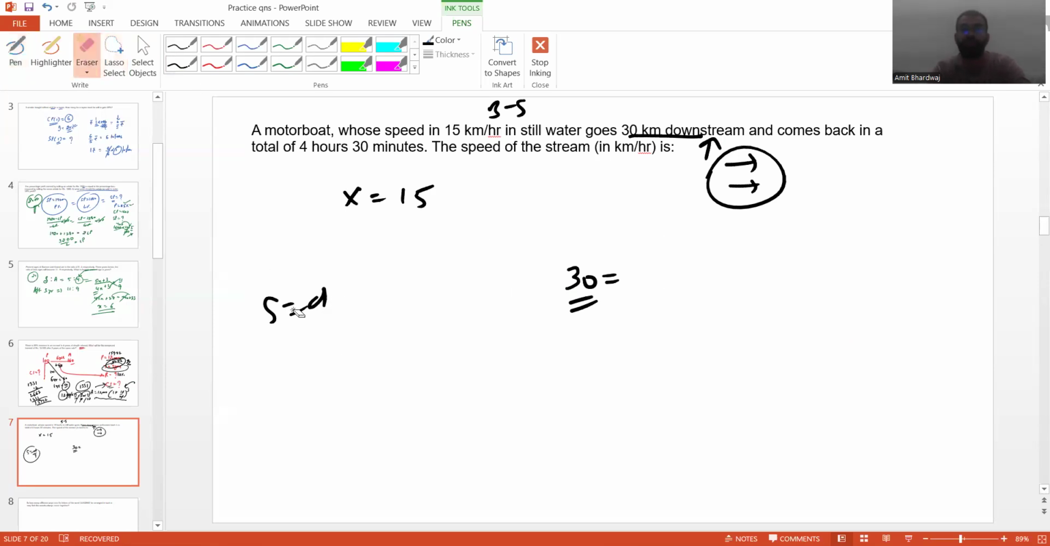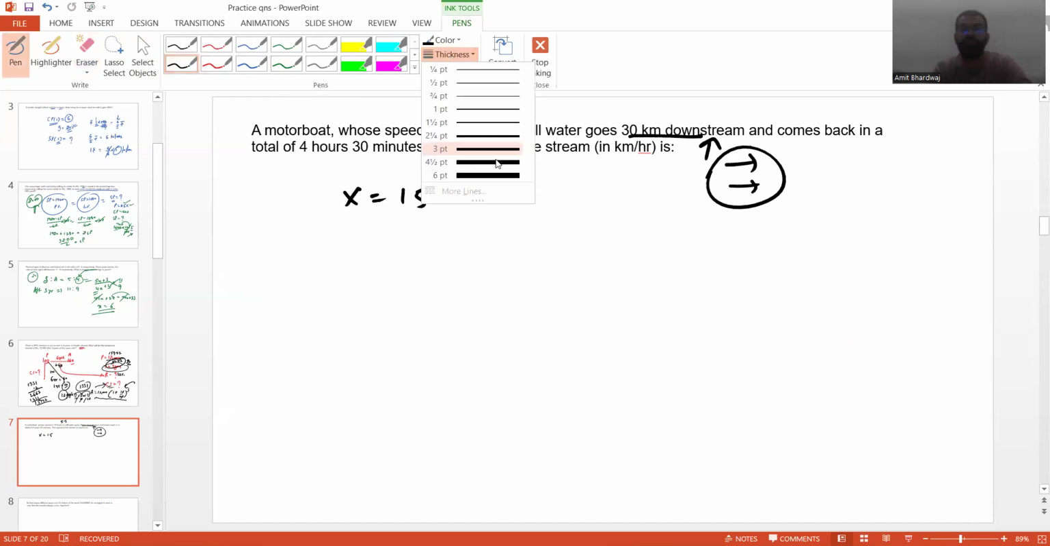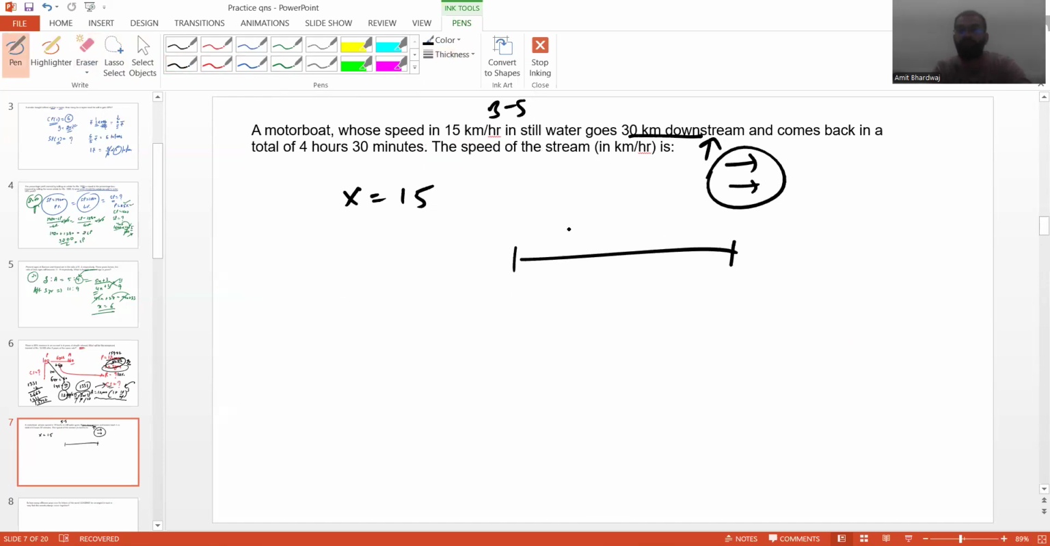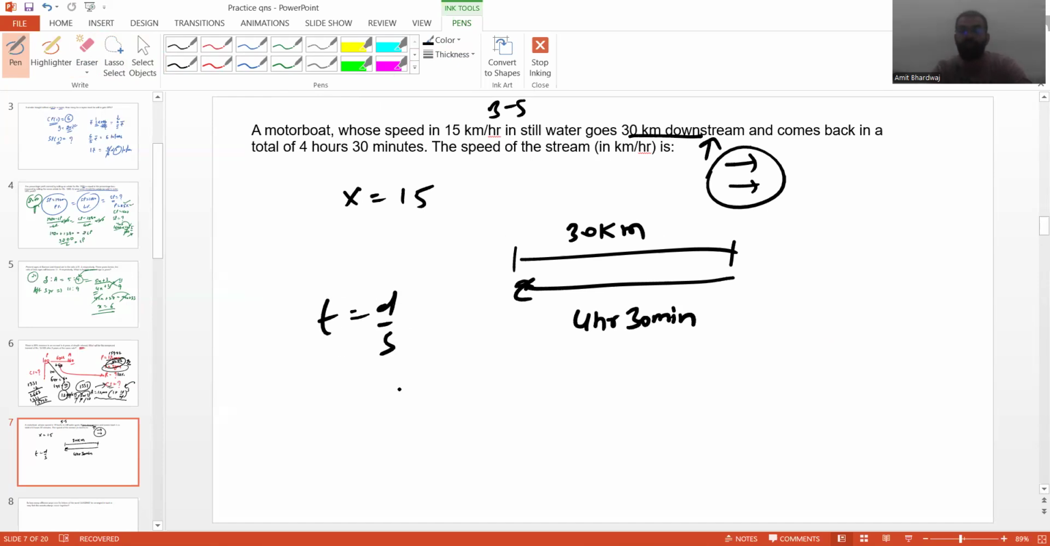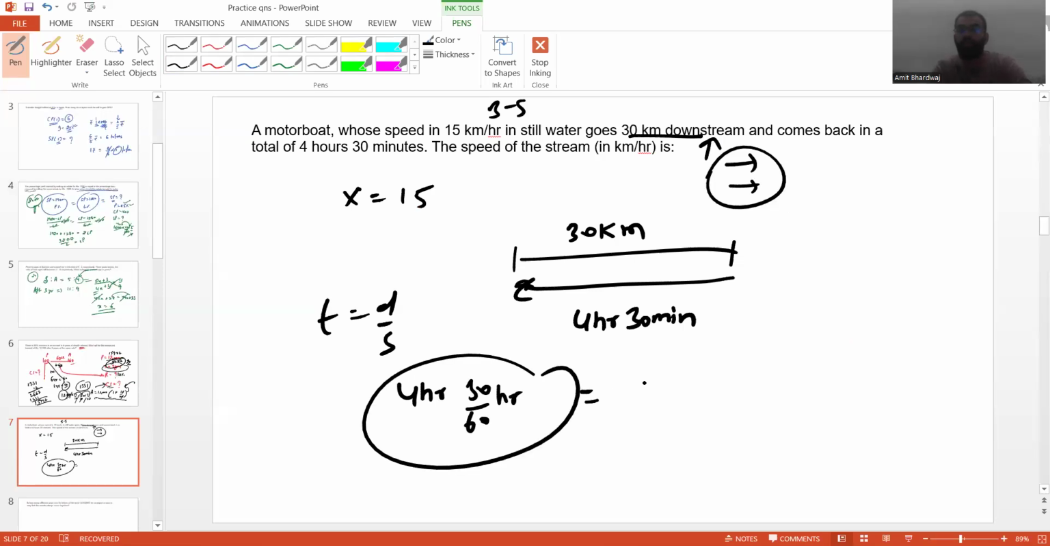We have to solve this question in a different manner. Why? Because the situation is totally different here. The situation is 30 km downstream and comes back in 4 hours 30 minutes. So time equals distance by speed, right? So time is 4 hours 30 minutes. The time taken in the downstream direction: time is distance over speed, yes or no? So how much time will it take?